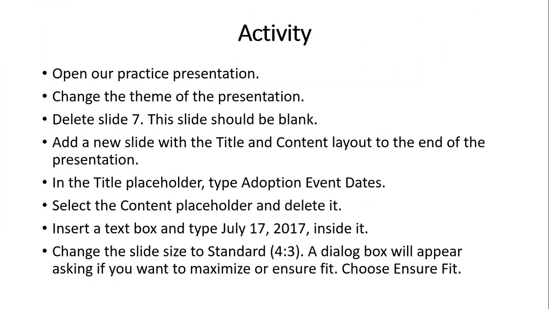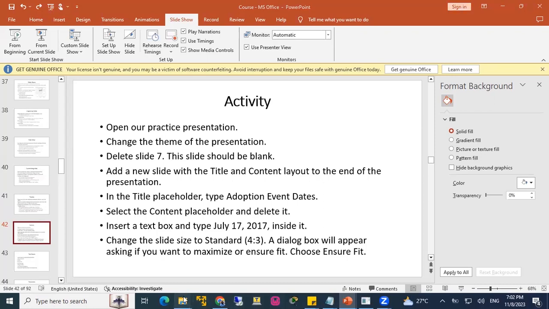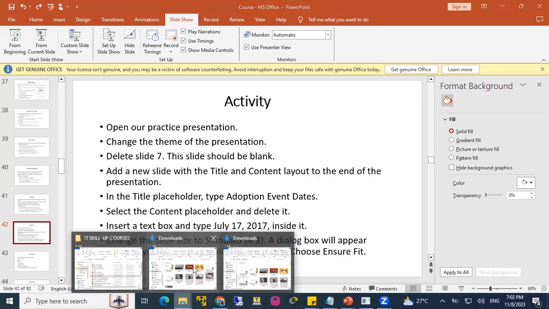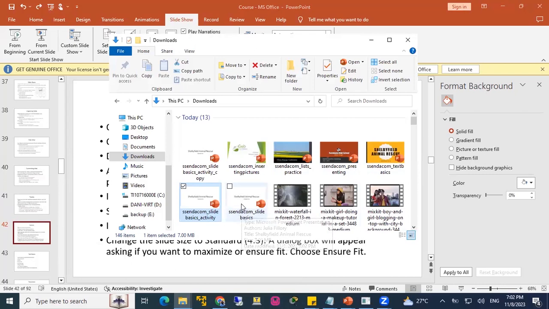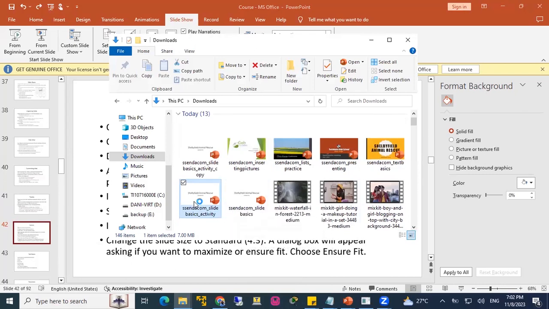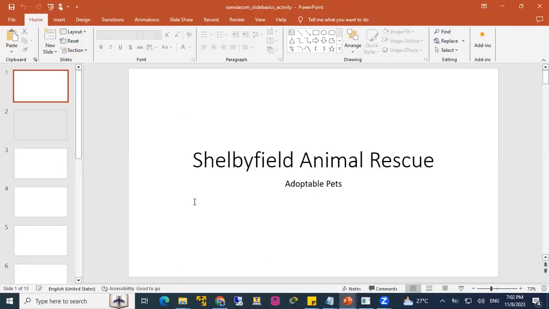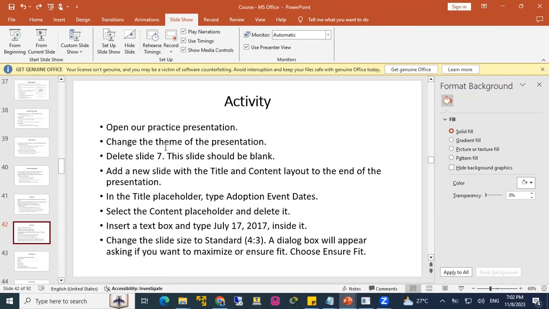Okay, let's see if we can go through the activities. I have to open a slide. There's a slide that I was supposed to share with you. Okay, so this is what we are supposed to do. Change the theme of this presentation, delete slide 7. This slide should be blank. Add a new slide with the title and content layout to the end of the presentation. In the title placeholder, type adoption event date. Select the content placeholder and delete it. Insert the text box and type July 17, 2017 side date.